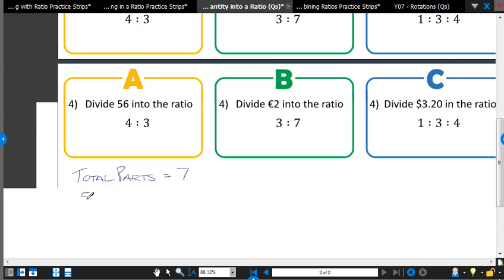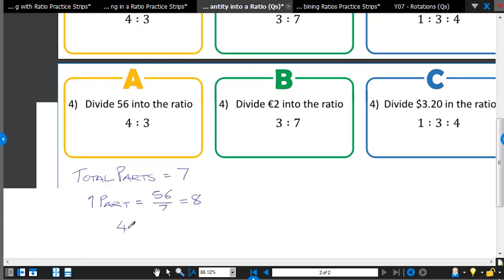So we go 56 over 7. This will give us 1 part. Okay, so I'll just write it down. 1 part equals 56 over 7. That equals 8.